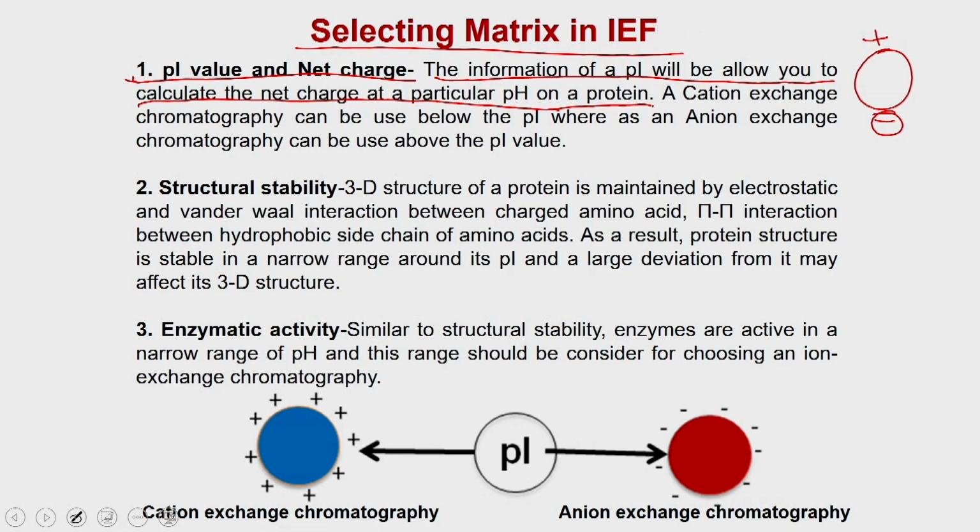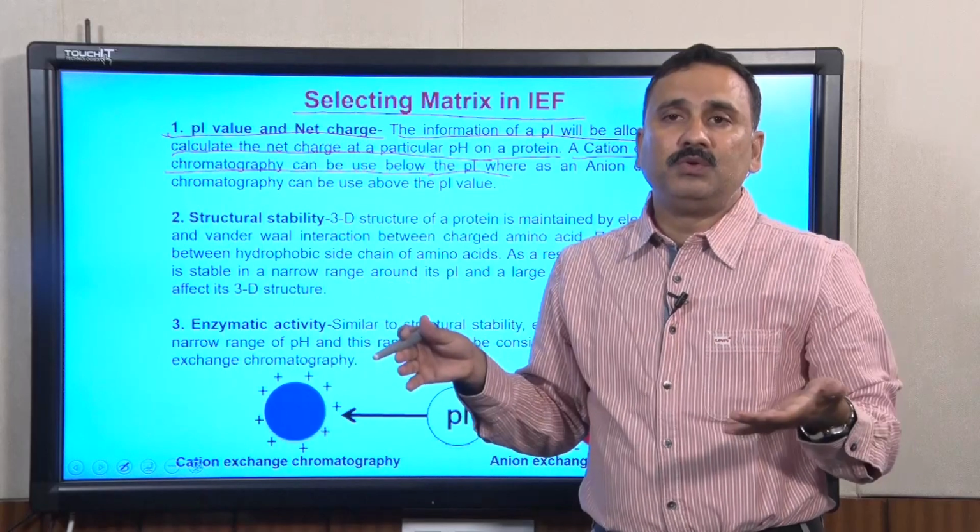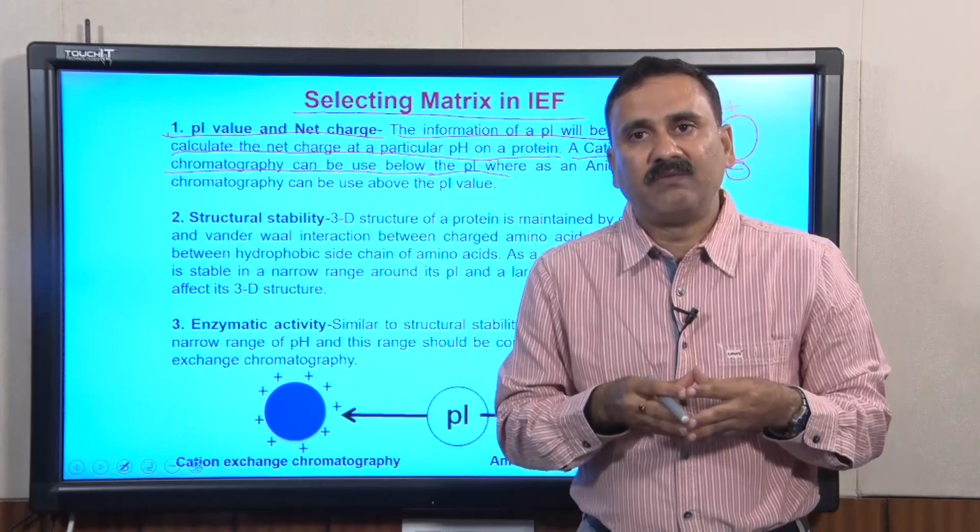The information of a pI will allow you to calculate the net charge at a particular pH on a protein. A cation exchange chromatography can be used below the pI. So, the thumb rule is that if you go below the pI value, you will be able to use cation exchange chromatography. If you go above the pI value, you will be able to use anion exchange chromatography.